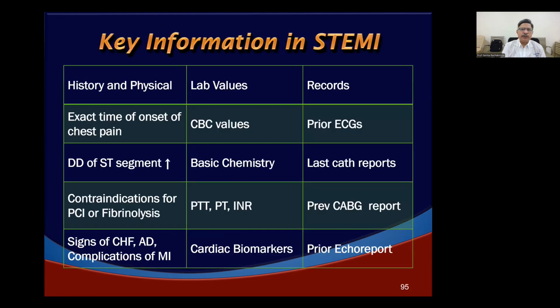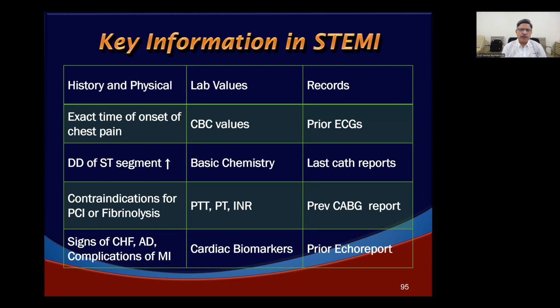Now, key information in STEMI. In the history, in the lab, in the record. Exact time of onset of chest pain we must know because the prognosis depends upon the time to start the treatment. The ST segment infarction location should be known. Contraindications of PCI and fibrinolysis must be assessed. Signs of cardiac failure, arrhythmias, and then the complications of MI, aortic dissection should be looked for.